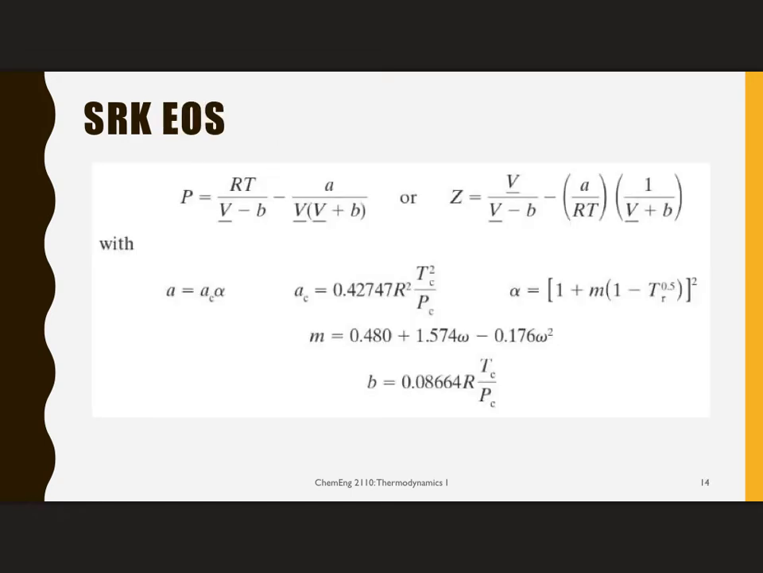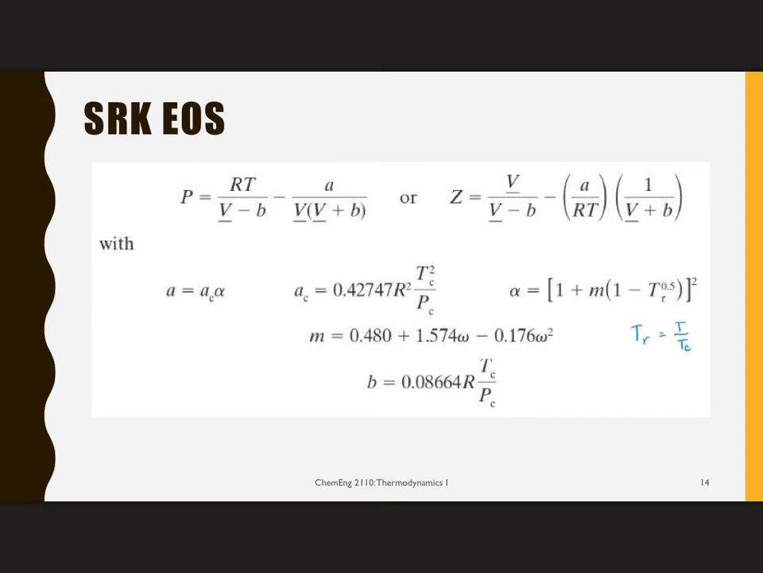We can use this to estimate the constants in the SRK or Peng-Robinson equation of state. For SRK, A is Ac times alpha. Ac is 0.42747 R squared Tc squared over Pc. Alpha is 1 plus m times 1 minus the square root of Tr, that entire expression squared. Tr is T over Tc, the actual temperature over Tc. m is equal to 0.48 plus 1.574 omega minus 0.176 omega squared. Omega is that acentric factor that we just talked about.